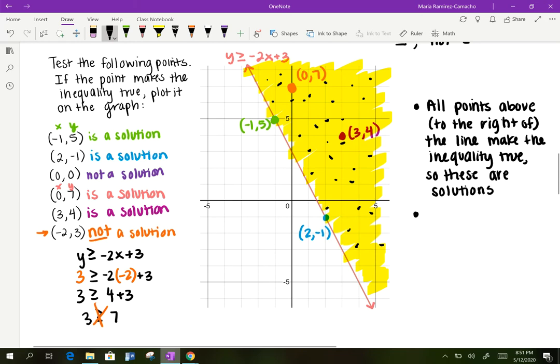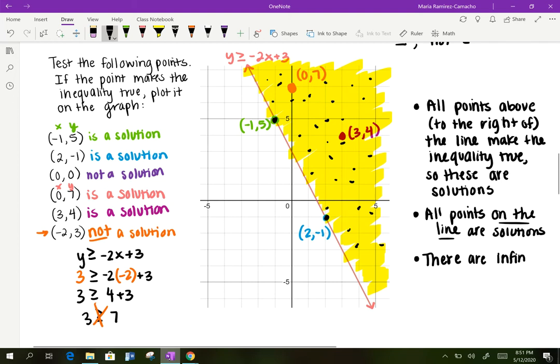Not only are all of the points above the line solutions, but all points on the line are solutions, and we can see this because we had -1, 5 and 2, -1 that make the inequality true as well, so we can assume that all points on the line make this inequality true. Because we're shading all of these points, there are infinitely many solutions.